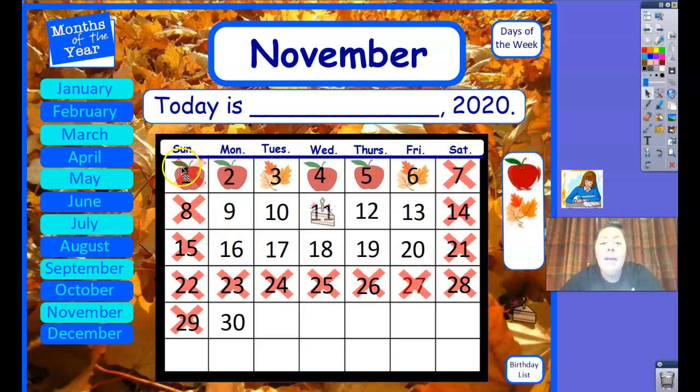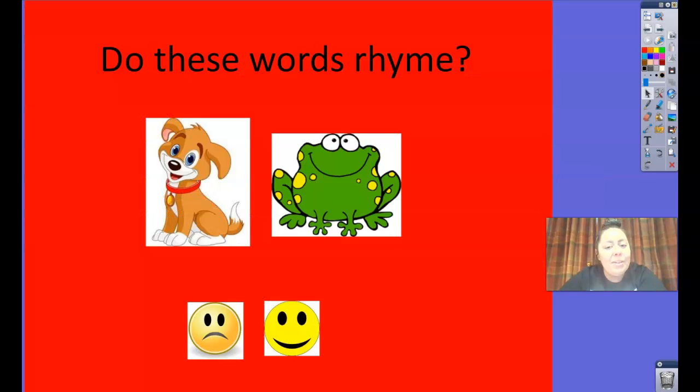Say it with me. Apple, apple, leaf. Apple, apple, leaf. What should come next? Apple, because our pattern for this month is apple, apple, leaf. That's what keeps repeating and going and going and going. Very good.